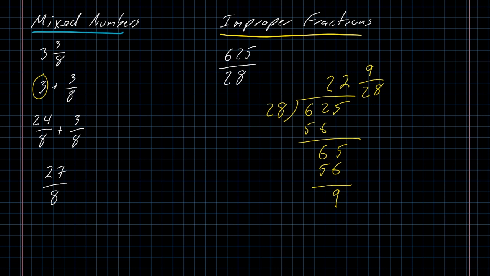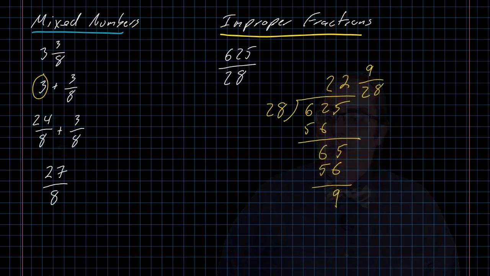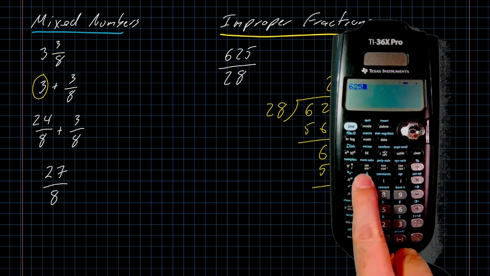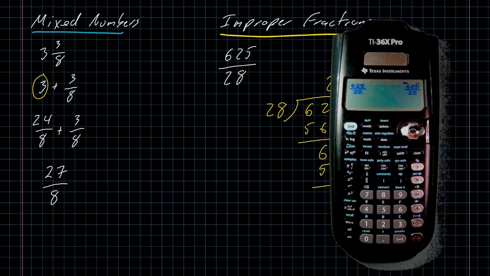Right, one quick trick on this problem. I don't want me, I want my calculator. There we go. My calculator can't really handle mixed numbers. If I try putting in 625 over 28, it just still gives me 625 over 28. But it will give me a decimal approximation.